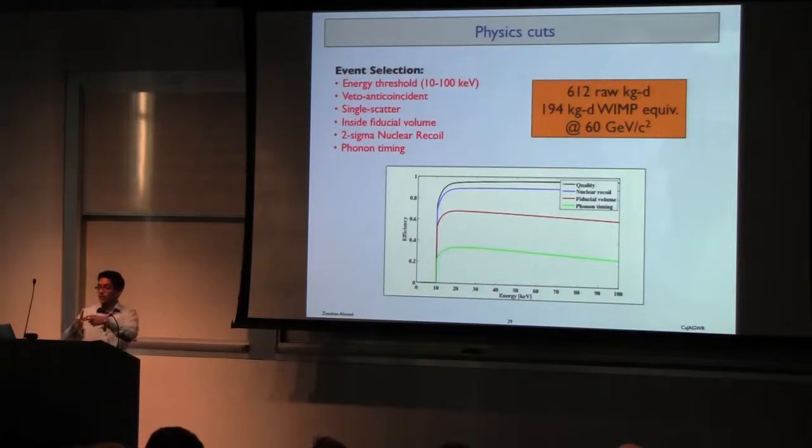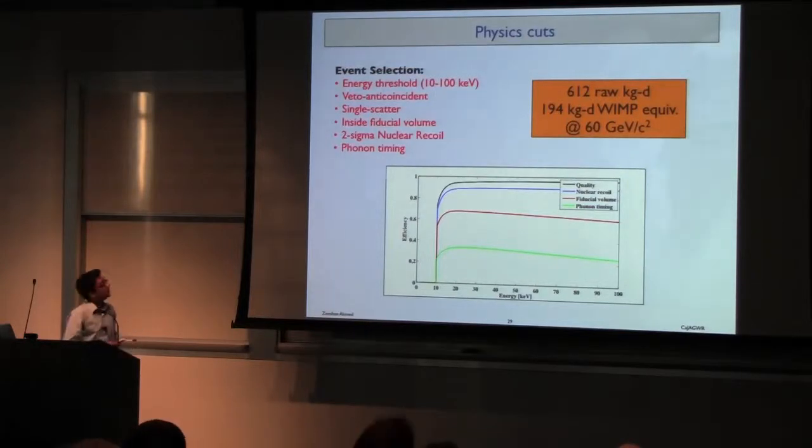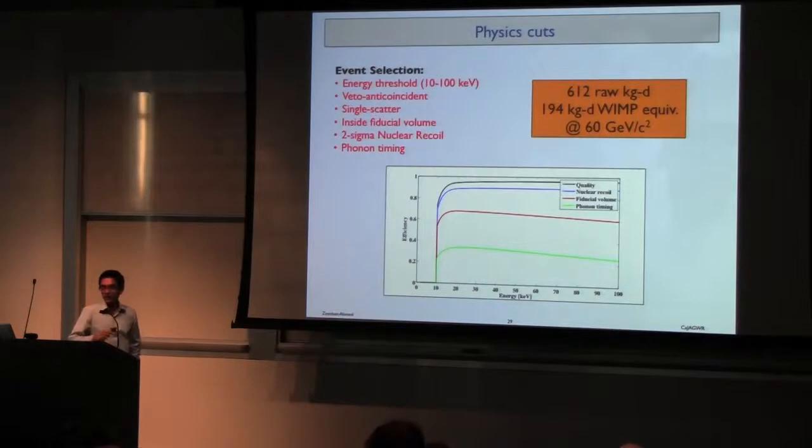There was this charged fiducial volume I talked about, so that's just rejecting events on the outside of your detector, or in the outer rim of your detector. There's a nuclear recoil band. Obviously, we're interested in nuclear recoils, and the phonon timing. And so what you see on this plot is how the efficiency looks at different stages.